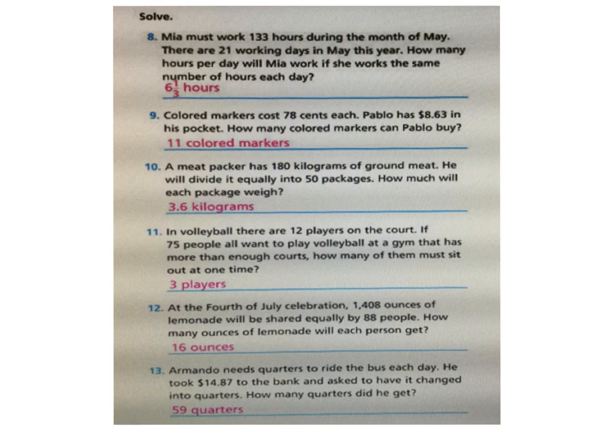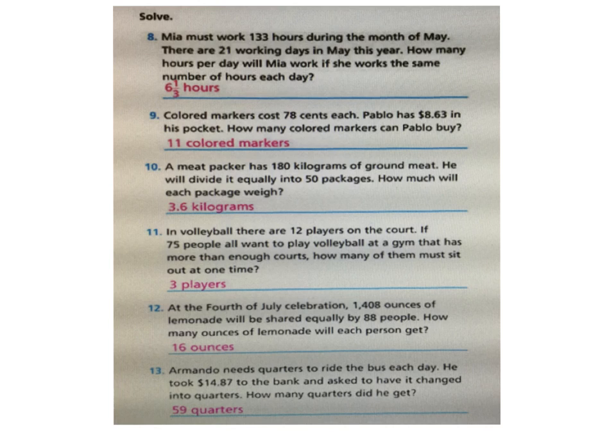You can see number 8, you put your answer in fraction form. Number 9, we looked to see how many colored markers can Pablo buy, so we just looked at the answer itself. We didn't have to worry about a remainder. 10, we put it in decimals. Number 11, how many of them must sit out at one time? We looked at just the remainder. And then we completed the rest. 12 through 13, check your answers.